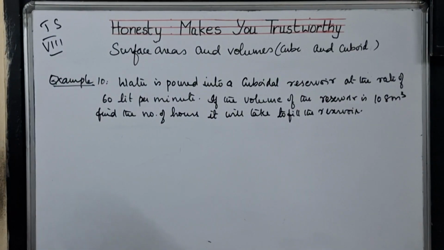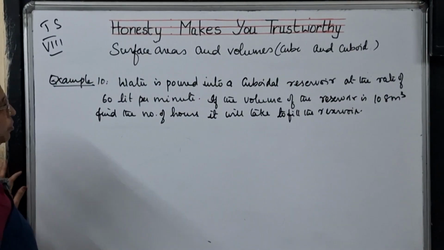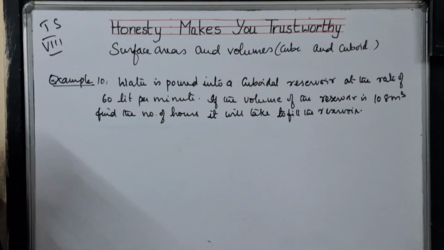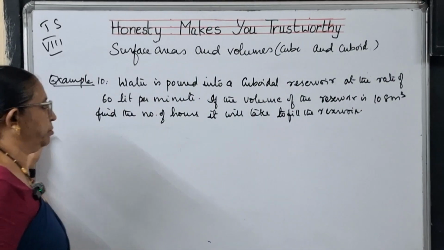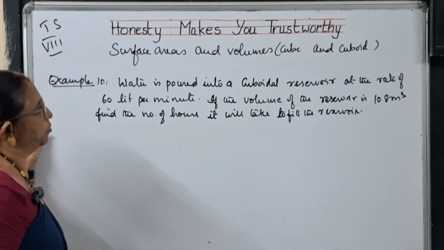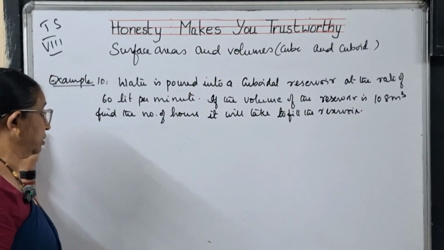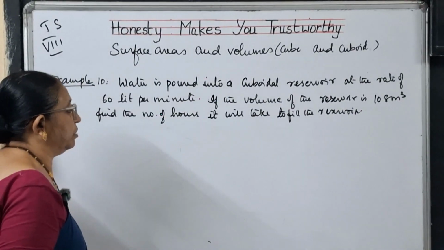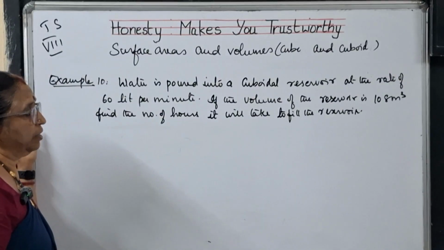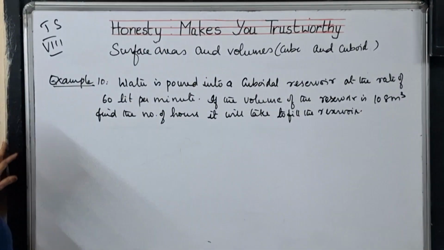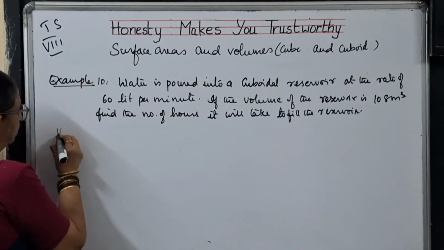Now example 10, children. Water is poured into a cuboidal reservoir at the rate of 60 liters per minute. In 1 minute, 60 liters of water is pouring into it. If the volume of the reservoir is 108 meters cube, find the number of hours it will take to fill the reservoir. So, what is the volume?